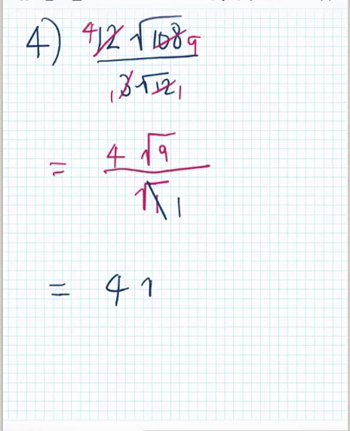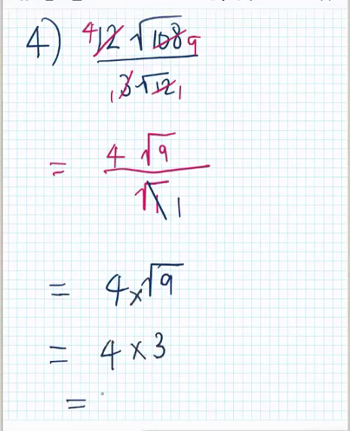So we're left with 4 square root of 9. Now, are we finished? No, we know 9 is a perfect square. The square root of 9 is 3. So I will have 4 times 3. And 4 times 3 is just 12. And that's our final answer.